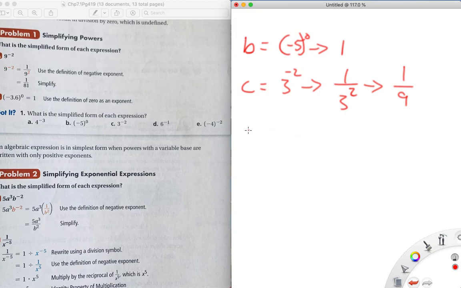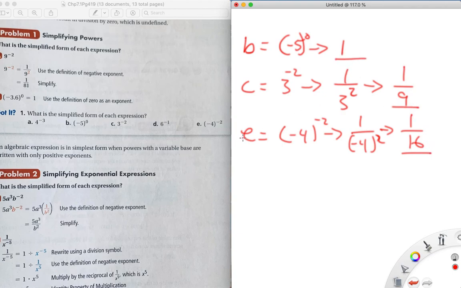And then I'm going to skip D and go to E, and I have negative 4 to the negative 2 power. Again, this negative has nothing to do with that negative. This negative in front of the 4 deals with the actual problem itself in terms of it being negative. This negative with the 2 deals with the fact that it's going to be put in the denominator. So it's going to be 1 over negative 4 squared. Negative 4 times negative 4 is positive 16, so it's going to be 1/16.